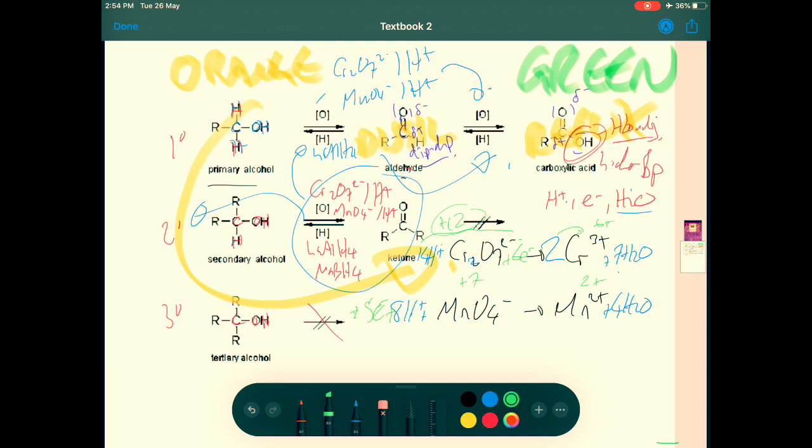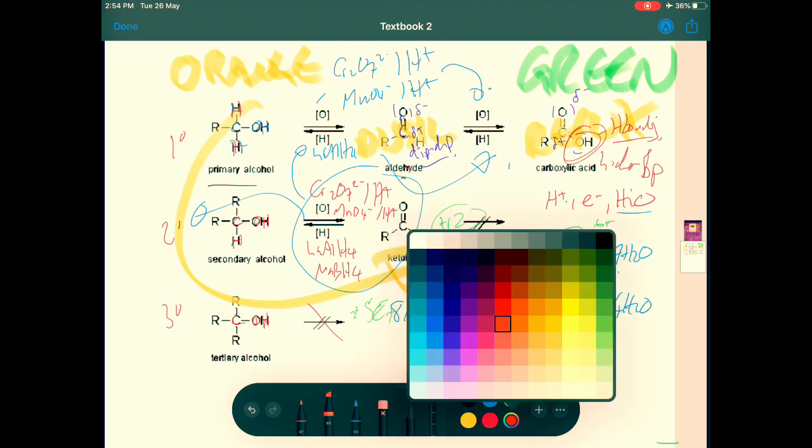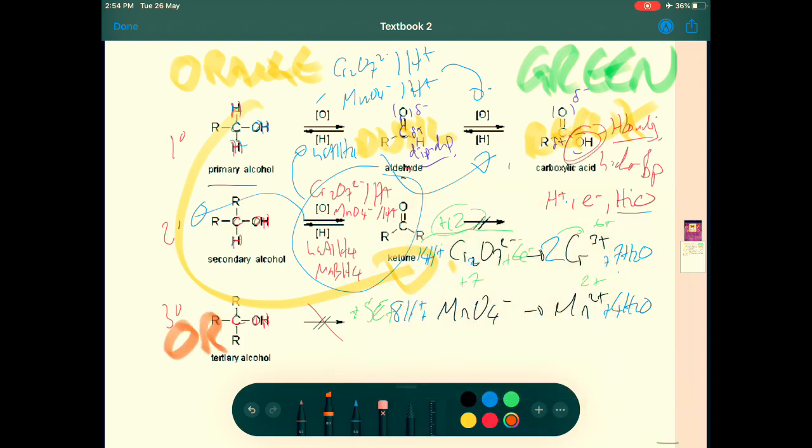So it could tell you that this one, the tertiary, would stay orange. So if you add dichromate, nothing happens. It's definitely a tertiary alcohol. Good clue in a scientific investigation when you're being a detective and working out the unknown. If it goes green, it could either be a primary or secondary, but at least you know it's not tertiary.